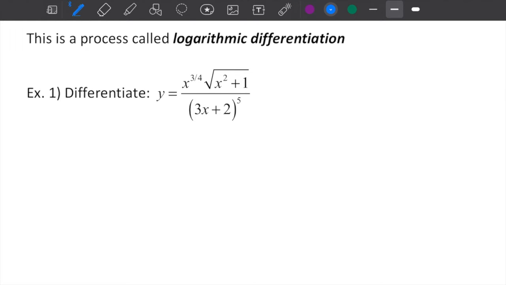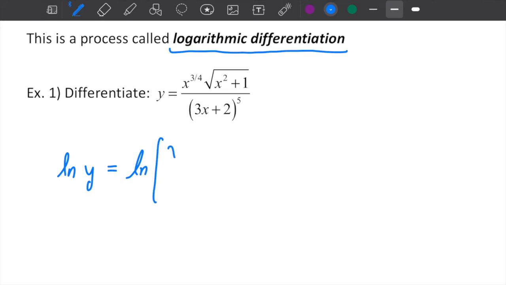Here's our strategy. We're going to call it logarithmic differentiation. I'm going to take the natural log of both sides. So I'm going to take the natural log of y, and that's going to be equal to the natural log of x to the 3/4 multiplied by x squared plus 1 to the 1/2, because the square root is the 1/2 exponent, divided by 3x plus 2 raised to the 5th power.